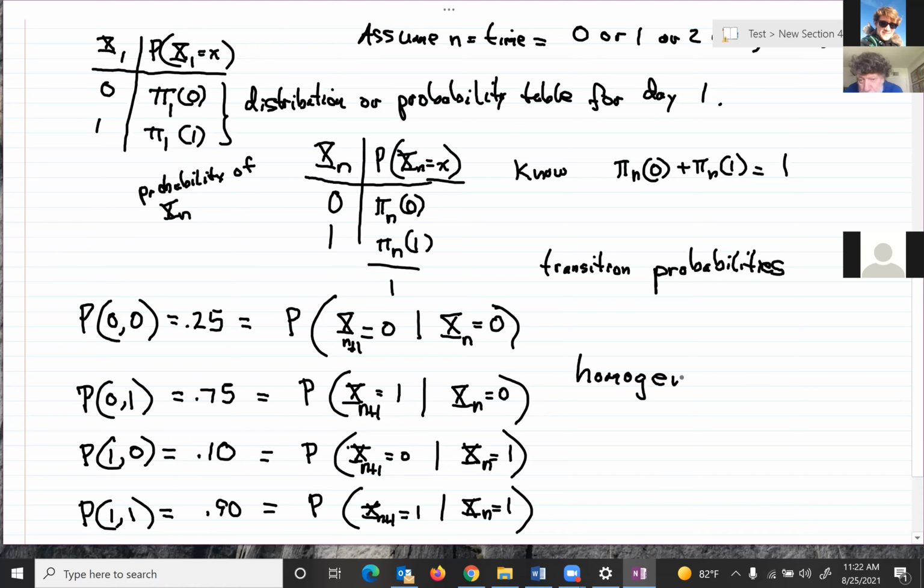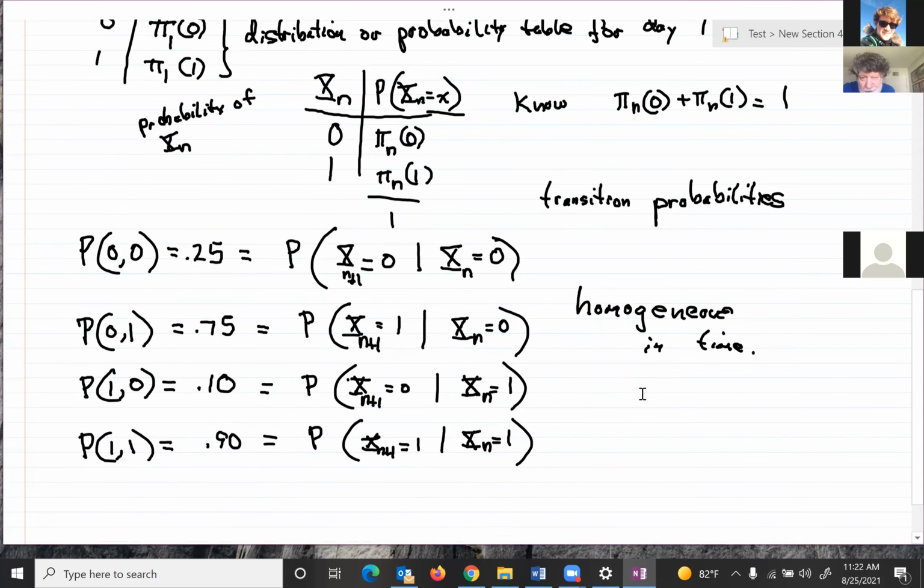Homogeneous in time. If you're not homogeneous in time, there are Markov chains and they're more complicated. We won't be studying those. We're going to be looking at those that are homogeneous in time. Okay.